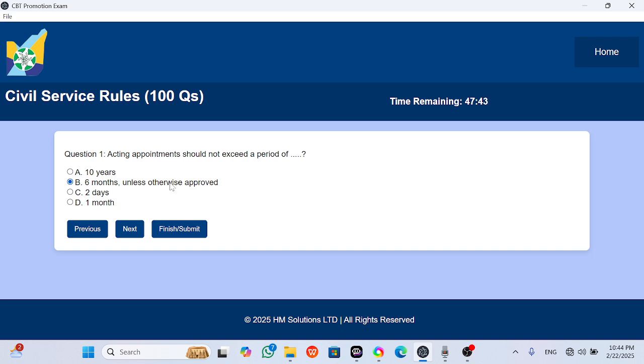For example, we've chosen. And as soon as you choose, you will see that the color will be different from others, which means you've chosen this particular one. That is why the color is different from others. Then you now click on next to go to the next question.